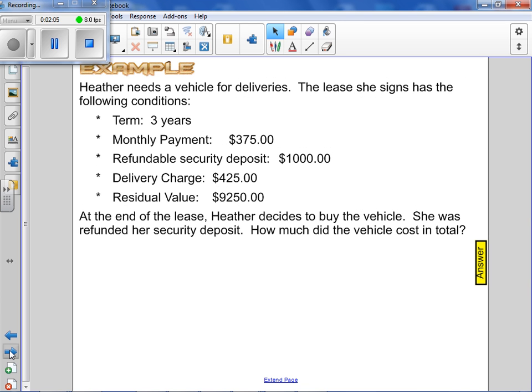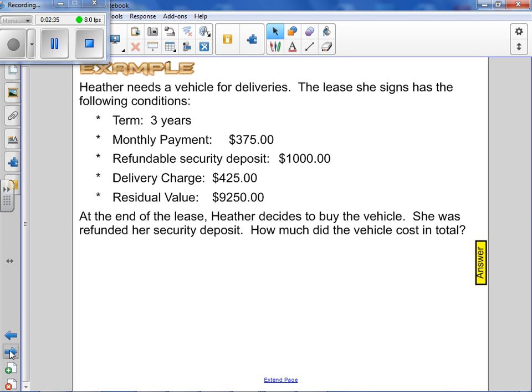So, an example. Heather needs a vehicle for deliveries. The lease she signs has the following conditions. It's 3 years. The payment per month is $375. She had to pay a $1,000 security deposit, a delivery charge of $425, and it has a residual value of $9,250. At the end of the lease, Heather decides to buy the vehicle. She was refunded her security deposit. How much money did it cost in total?